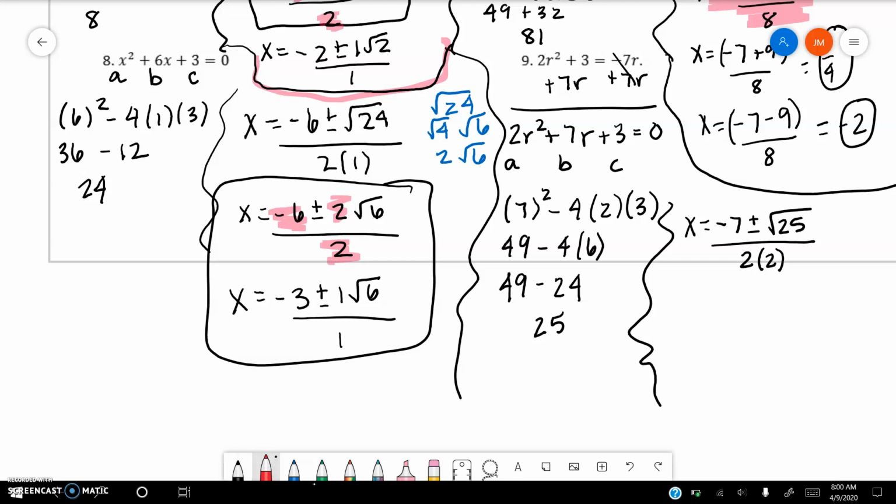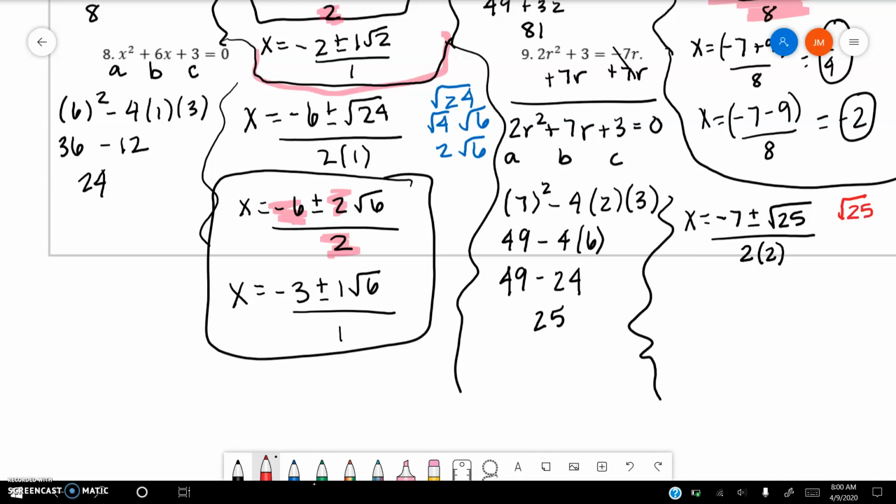And the square root of 25 is just a 5. So for this one, it's going to act very similar to number 7. You're going to want to split it up and get those two separate answers. So we have -7 plus and minus 5 over 4. So -7 plus 5 over 4. This is going to be -2 over 4, or just -1/2.